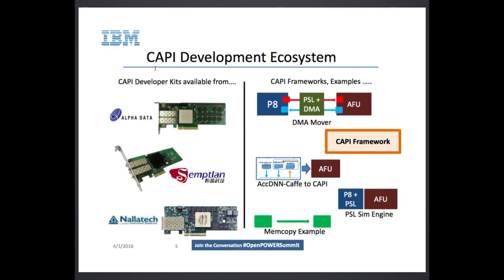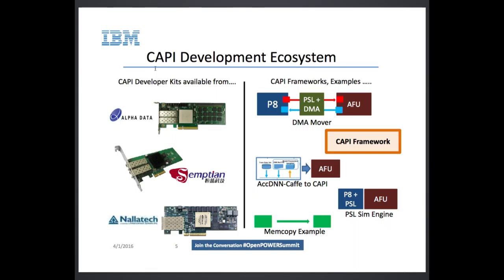So without, the products also need the ecosystem around them. And as I mentioned, we have Alpha Data, Semptian, and Nallatech all have developer kit cards. But we also have a bunch of frameworks and examples and tools for people to use to help you develop a CAPI accelerator. We have a DMA mover, which will be open sourced. We have all the approvals now to have it open sourced, and it will be out in GitHub shortly.